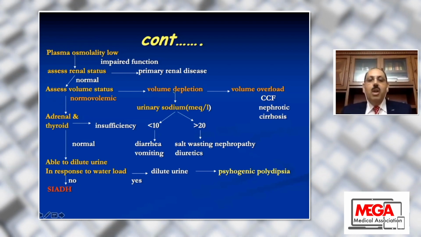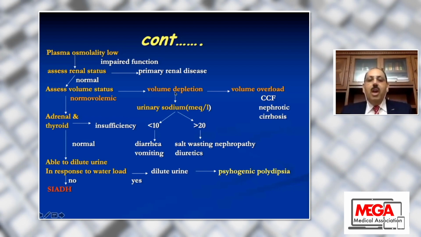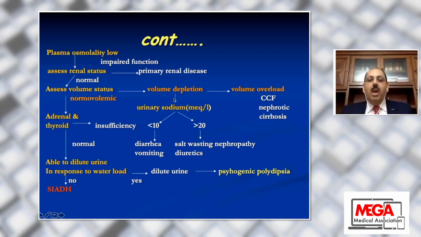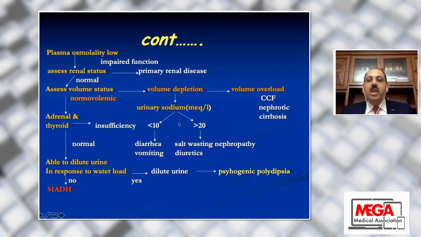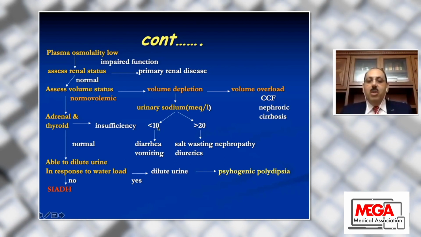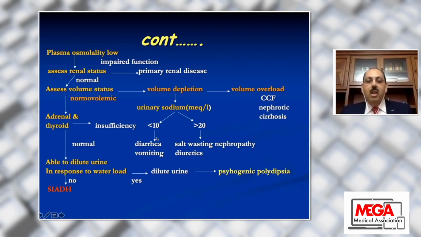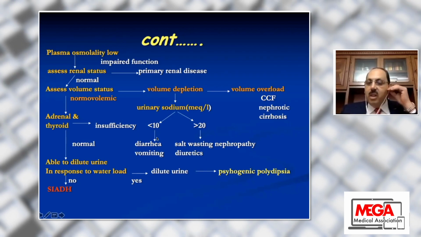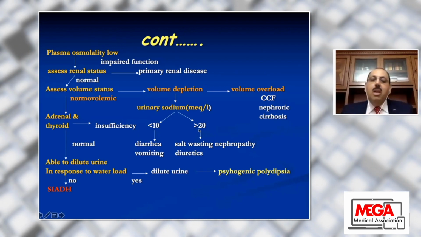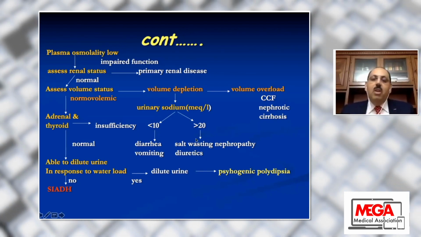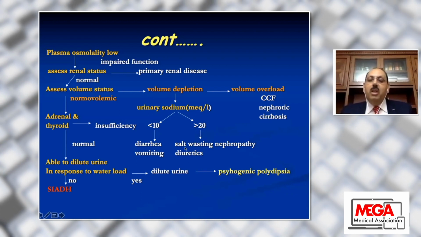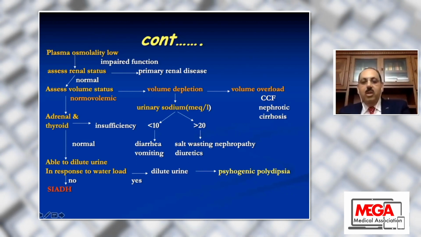In cases of hypovolemia or volume depletion, we will assess urinary sodium excretion. If it is low, below 10 milliequivalent per liter, consider the cause of losses: diarrhea and vomiting. If it is high, above 20 milliequivalent per liter, consider salt wasting nephropathy or diuretics.